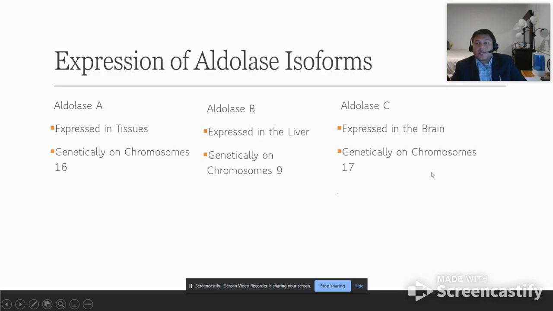Expression of aldolase isoforms. Where are they expressed? Aldolase A is expressed in tissue, and genetically it is located on chromosome 16. Aldolase B is expressed in the liver cells, and it is genetically located on chromosome 9. Aldolase C is expressed in the brain, and it is genetically located on chromosome 17.